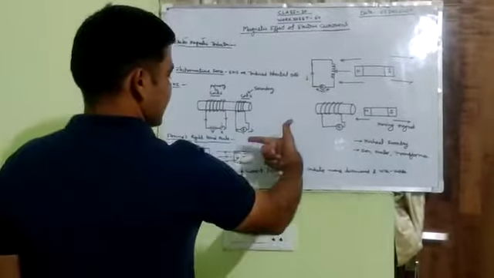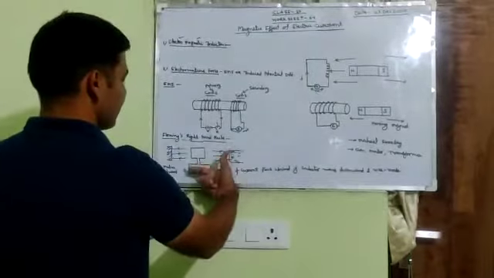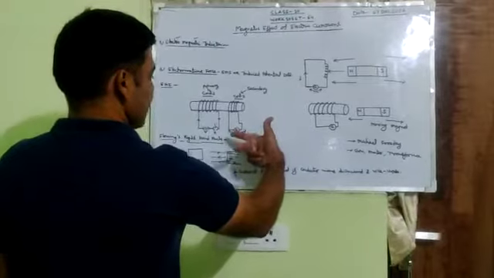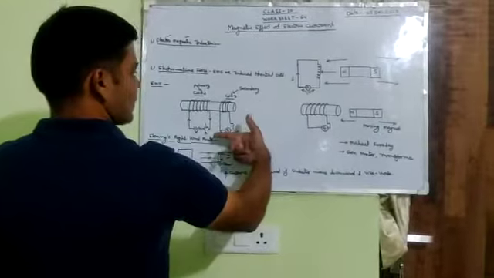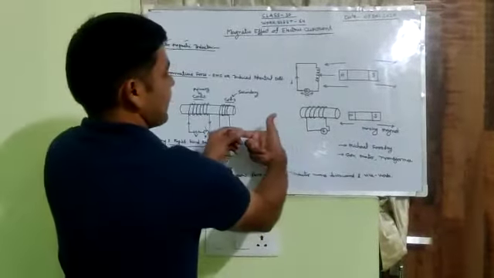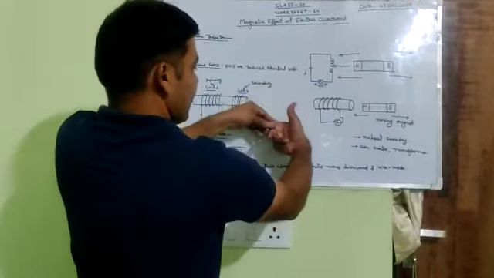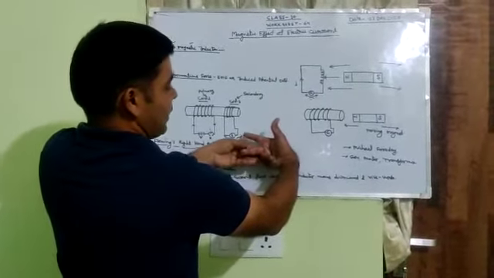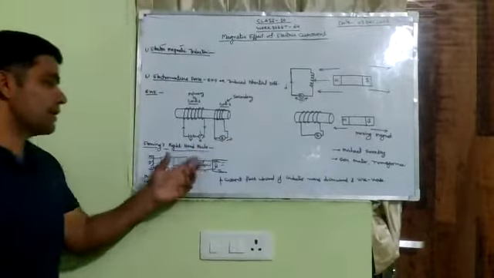So Fleming states that whenever a conductor is moved in a magnetic field, there will be an induced current. The direction of the magnetic field is indicated by the forefinger, and the motion of the conductor is indicated by the thumb. Then if the conductor is moved in the magnetic lines of force, there will be an induced current. Then our middle finger will indicate the direction of the induced current. Let us see an example.